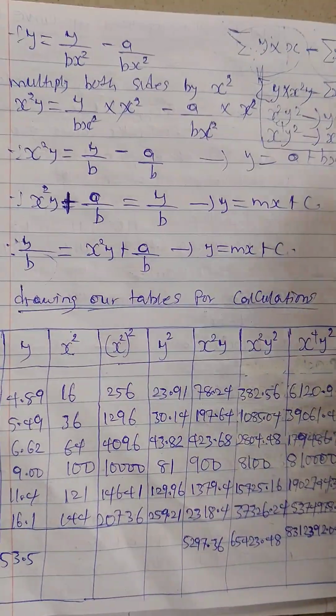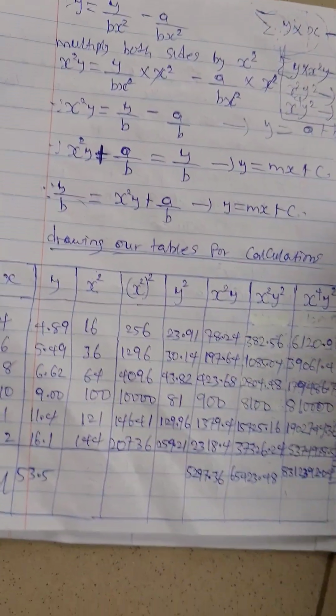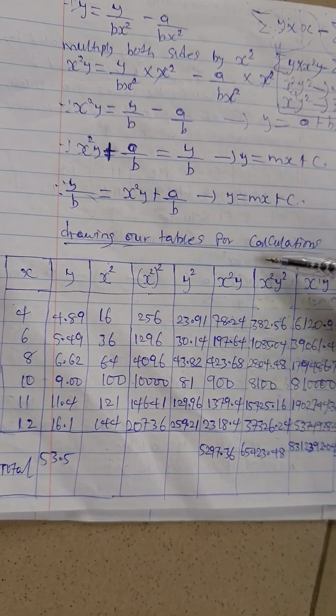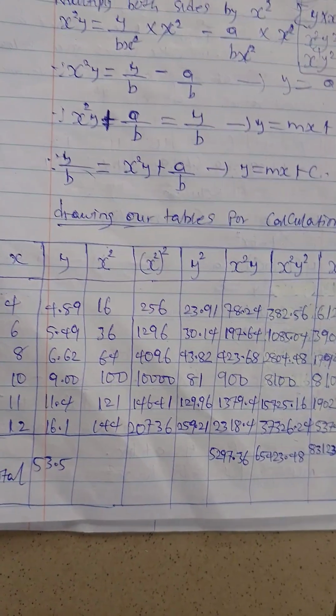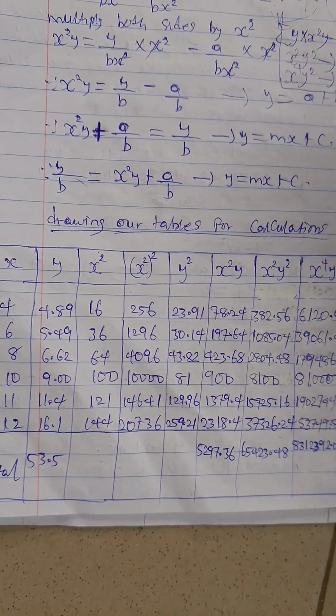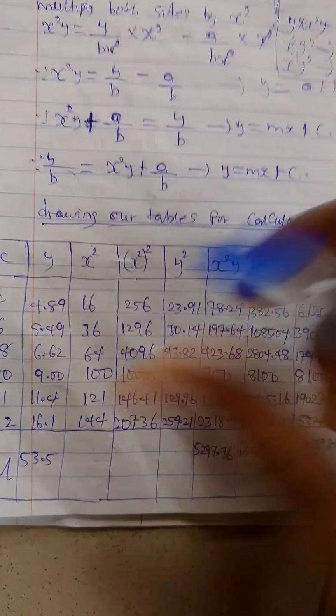You understand? So what's next? Draw our table for calculations. Now if you check, for us to find the values, the constants we will be using are to find the values of a and b.